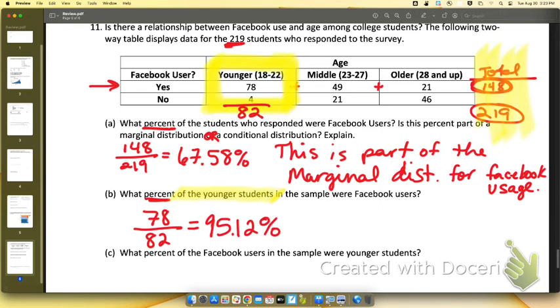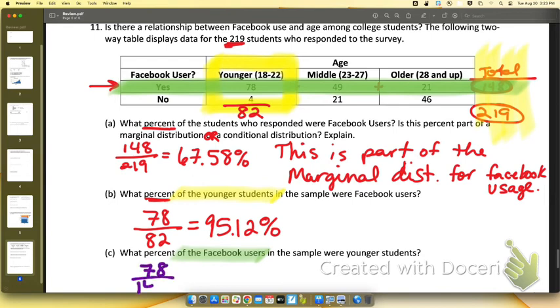And then the question flips and says, what percent of the Facebook users were younger? So now the condition is that they have to be a Facebook user. So I'm in this row of the table and nothing else is going to matter. So what percent of those 148 people were younger? 78 out of the 148 Facebook users. That is a percent of 52.7%.